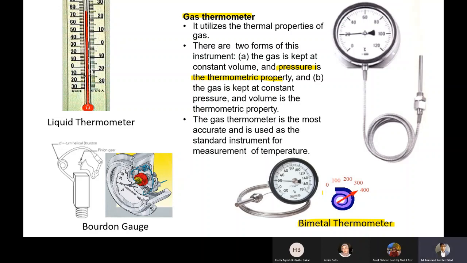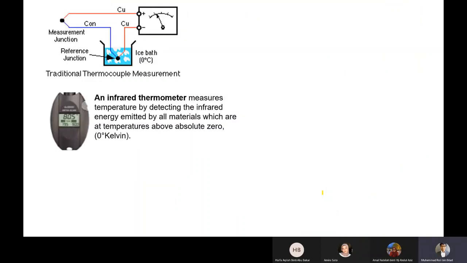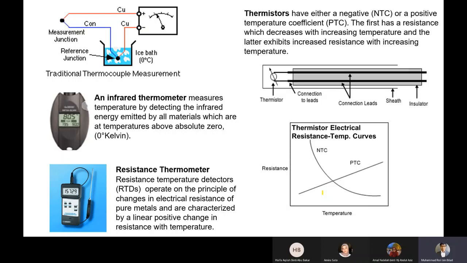This is a mechanical measurement of temperature, and it is very famous, very common in our daily life. We have a traditional thermocouple measurement. We have an infrared thermometer, like the one we use whenever we enter the premises during this time. Basically, the electronic tools measure some electronic change that is related to temperature, and they are very sensitive. That is why it's quite common.